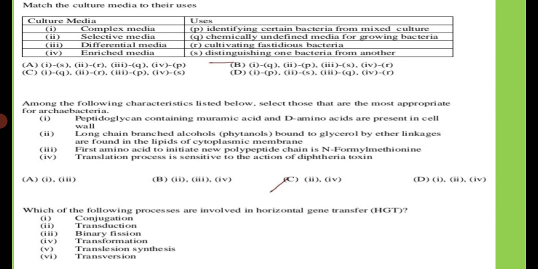The point third, first amino acid in protein synthesis is N-formyl methionine. This is wrong. This is true for eubacteria, but in the case of archaeobacteria, the first amino acid at the time of protein synthesis is methionine. So, point number second and fourth are true regarding archaeobacteria. Such a combination is in option C. So the answer is option C.